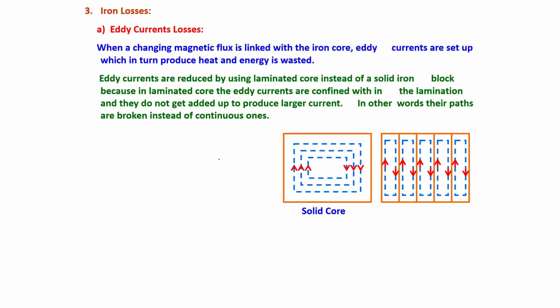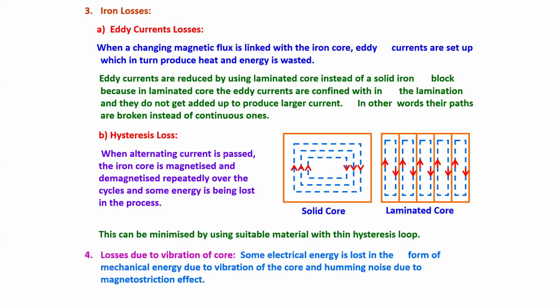The third one is the iron loss. Because of iron loss, we have two things: the eddy current loss and the hysteresis loss. Eddy current loss is when a changing magnetic field is linked with an iron core, eddy currents are set up which produce heat and waste energy. In hysteresis loss, when alternating current is passed, the iron core is magnetized and demagnetized repeatedly over the cycle and some energy is lost. Both can be minimized by using a suitable material.